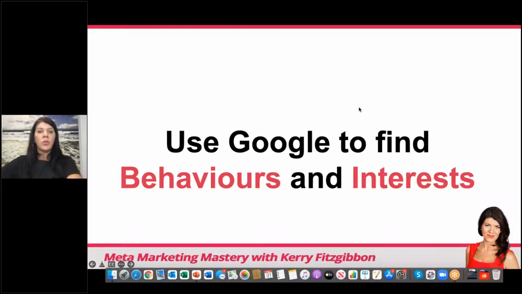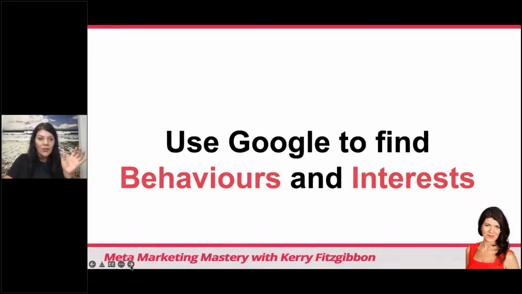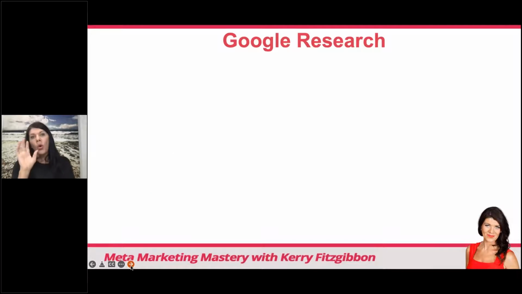Okay, so we use Google to find behaviors and interests. We love Google as well. Don't get me wrong. We might do most of our marketing inside Facebook, but we love Google. Facebook might not, but we do. Okay, so what I want you to understand is that we've got to get right down into the psyche of our end user, so of our ideal client. So we want to find out what things they're interested in. And if you don't know, go Google.